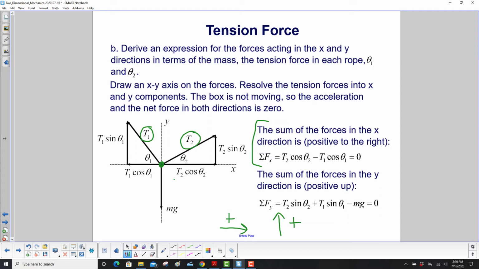The sum of the forces in the X direction is T2 cosine θ2. Right, here's theta. Here's the hypotenuse, so the adjacent side is cosine theta. And you've got T1 cosine θ1 to the left, and the sum of the forces there is 0 because it's not moving. Now let's do the vertical direction. Both tensions are in the up direction, T2 sine θ2 and T1 sine θ1. Here they are. And we have one force going down, which is mg, so that's negative. And once again, the acceleration is 0.